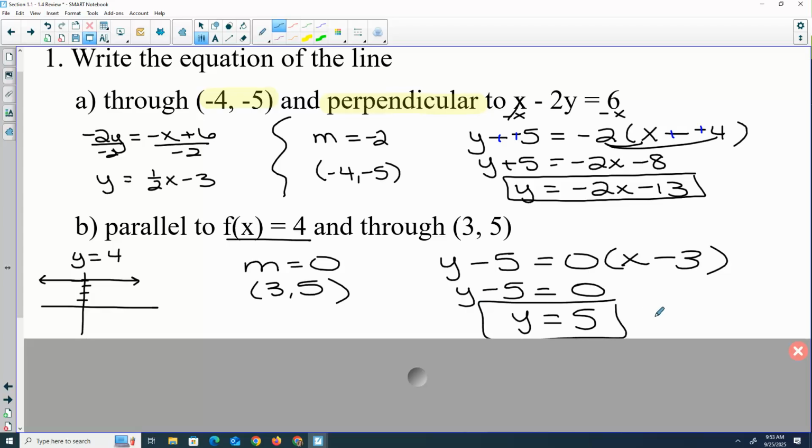Could you look at that horizontal line and tell me the domain and range of it? What would my domain be? Negative infinity, positive infinity. What is the range of that? 4. We only hit the one y value.